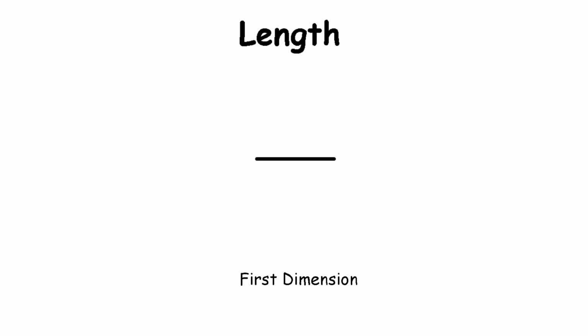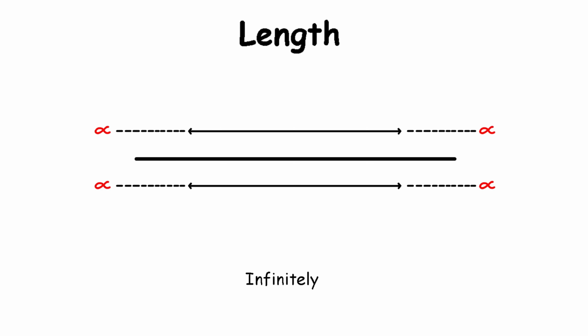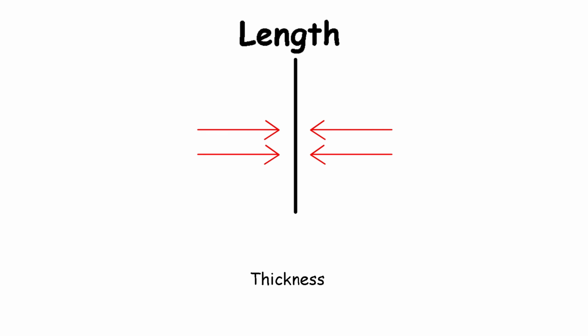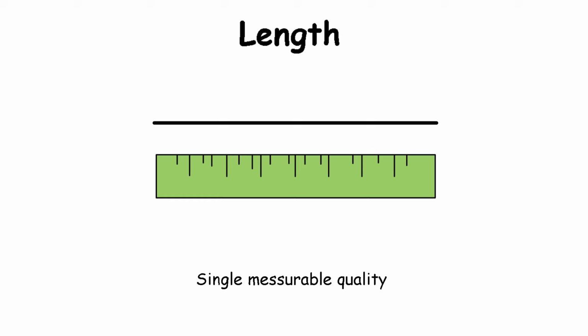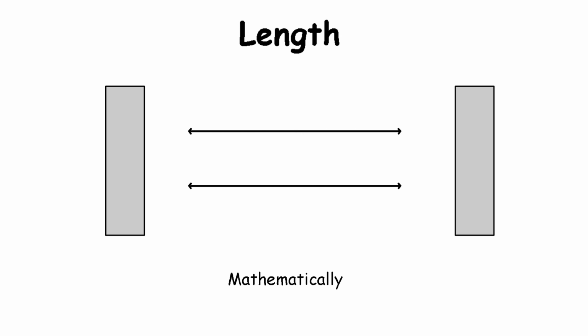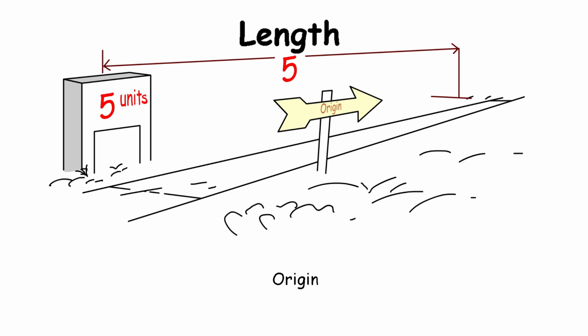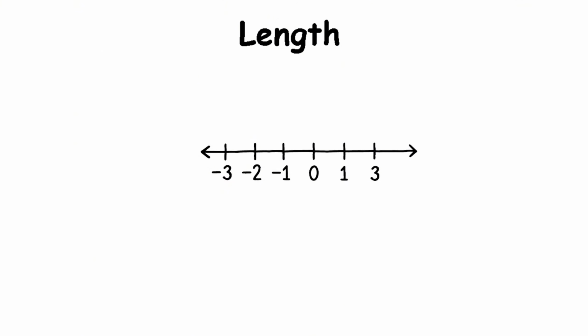Length. The first dimension is length. Think of it as a perfectly straight line stretching infinitely in both directions. It has no thickness and no depth, only a single measurable quality, distance along that line. Mathematically, any position can be described with just one number, such as 5 units from the origin. This is like labeling spots along a number line.